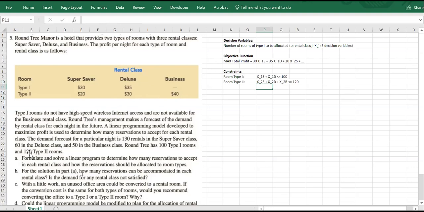All right. So we have a capacity limit. We can't allocate more than 100 room type 1 because we don't have more than 100 units of type 1 room. And then same thing for room type 2. So that's the room availability. And then we have a second group of constraints, which would be the demand constraint.